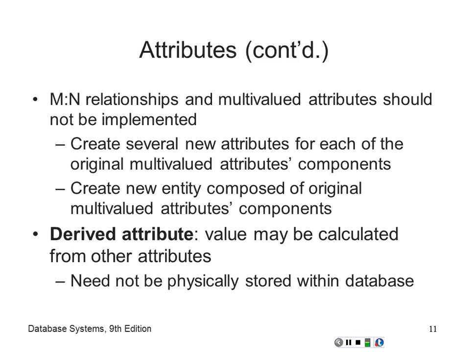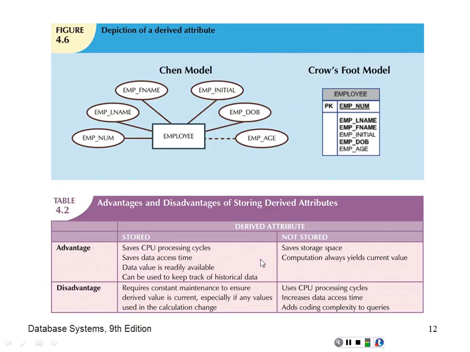Now, derived attribute, a perfect example is age. Age, of course, is a value that changes all the time. So what's typically stored is date of birth. So age is, of course, derived. And that's a very simple example, but there are much more complicated examples.